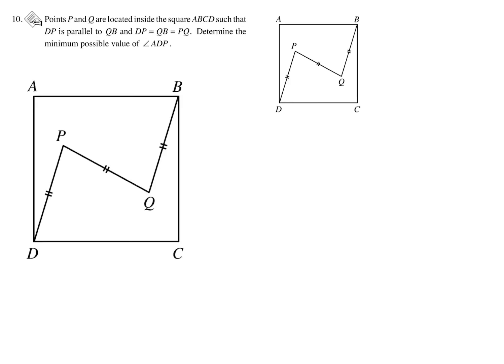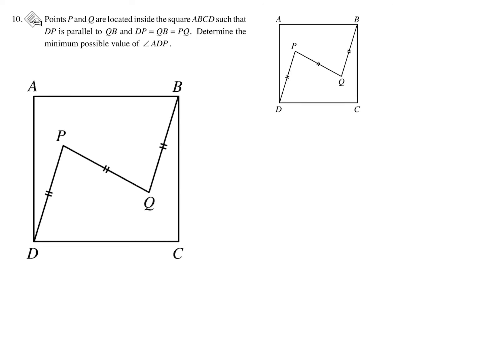Points P and Q are located inside the square ABCD, such that DP is parallel to QB and DP is equal to QB is equal to PQ. Determine the minimum possible value of angle ADP. So I'll draw this a little bit bigger here. Now let's start labeling things.